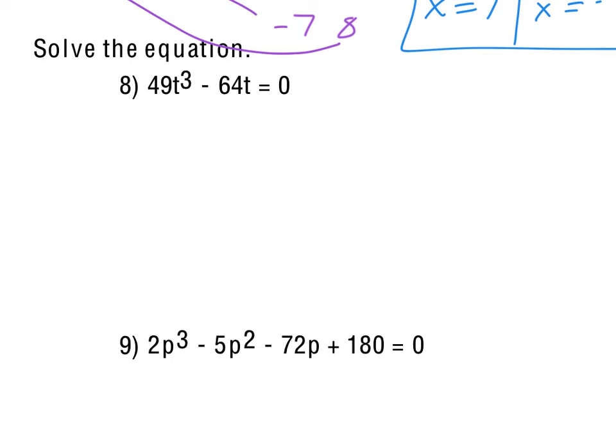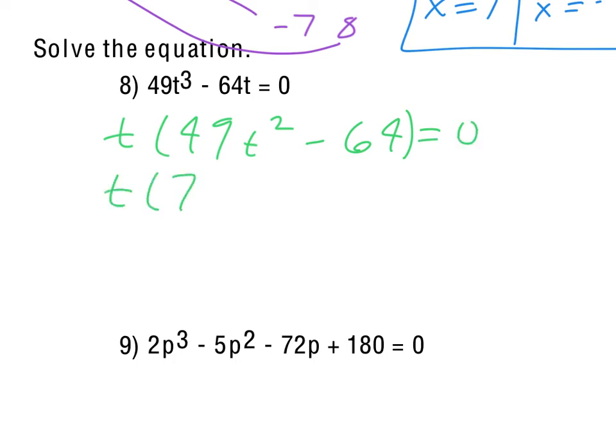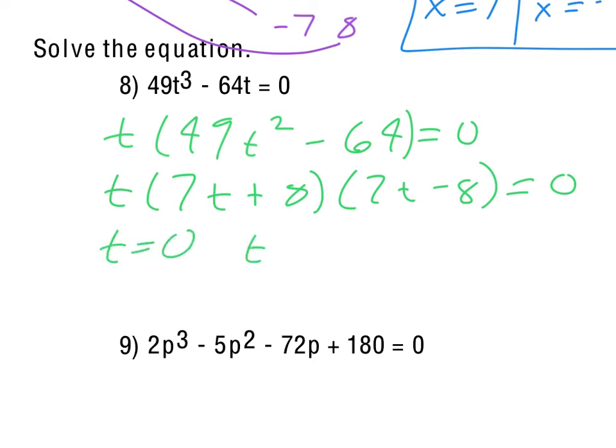Looking at number 8, we can factor a t out of that, and then we should be able to see that that will be a difference of squares pattern. So t, and then we'd have 7t plus 8, 7t minus 8. So set each factor equal to 0, we get t equals 0, t equals negative 8/7, and t equals 8/7.